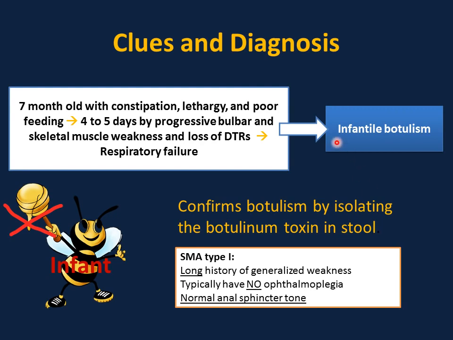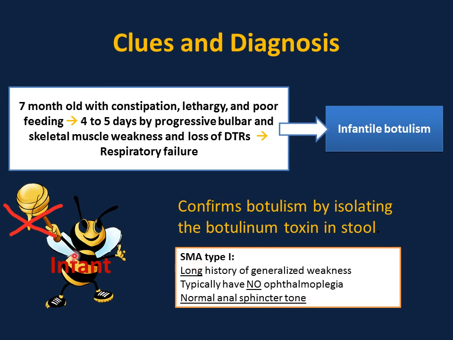It is essential to differentiate infantile botulism from SMA, spinal muscular atrophy type 1. In this case, you will have a long history of generalized weakness in cases of SMA, typically no ophthalmoplegia. Cranial nerves will be affected in infantile botulism. Normal anal sphincter tone in cases of SMA.